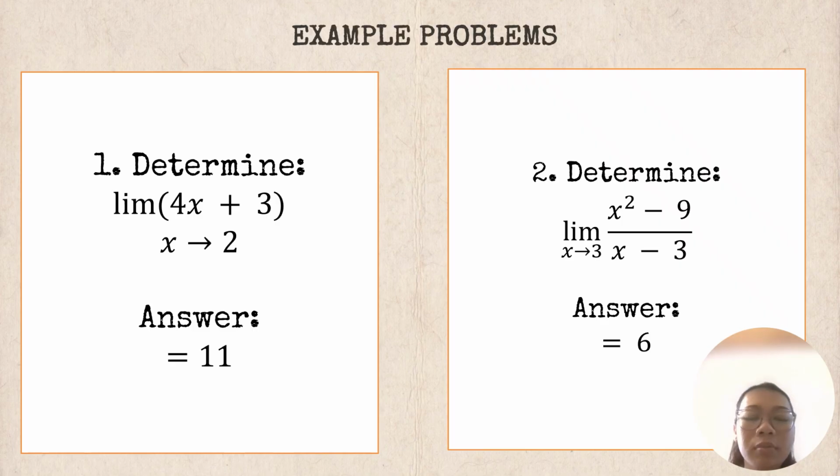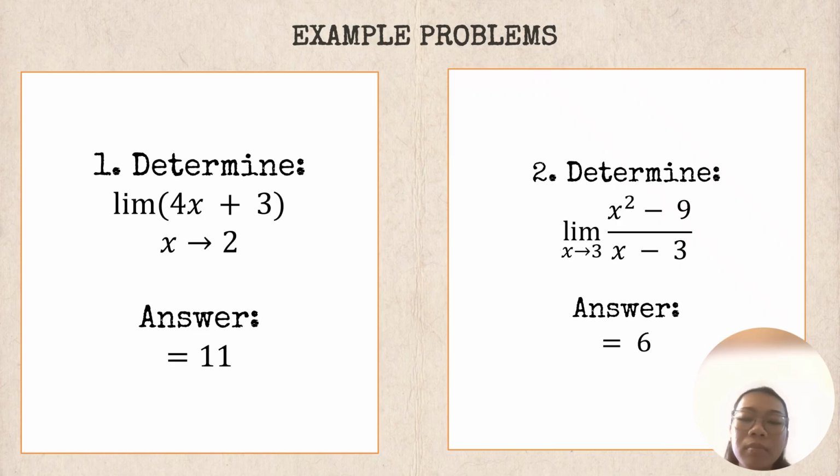Next is example problem. Now let's look at some example problems. This example demonstrates how limits can be evaluated using the methods discussed earlier. For the first problem, we evaluate the limit by applying direct substitution. If substitution gives a numerical value, then that value is the answer.